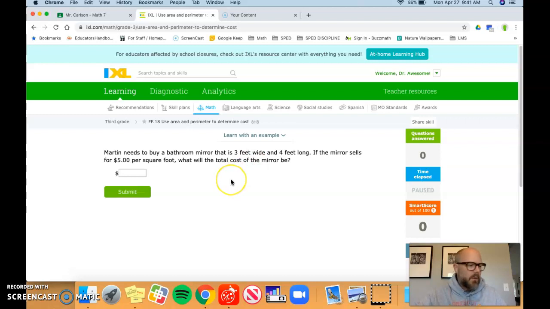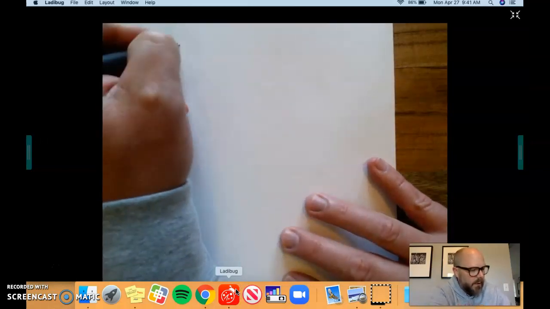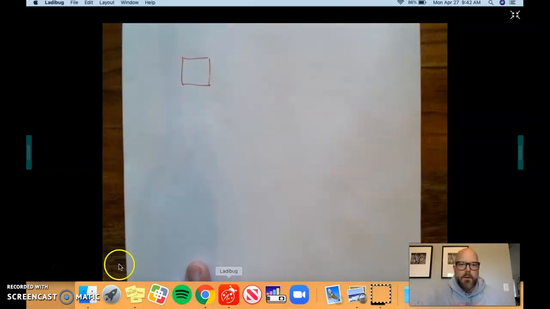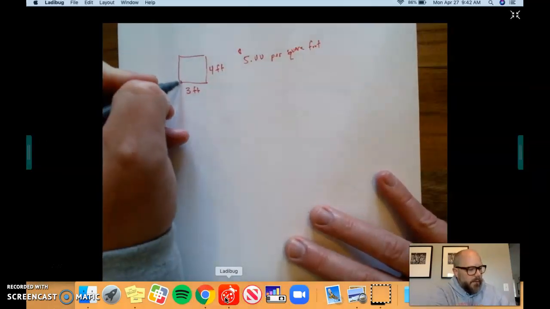Okay, so as I've suggested a lot, it really helps to draw a picture. So we have a mirror, which is going to look like a rectangle, okay? And the dimensions were 3 feet wide and 4 feet long, okay? And the other information, it was $5 per square foot. So for every 1 square foot you have, it's $5. Okay? So here's our mirror. We're going to find out the area.